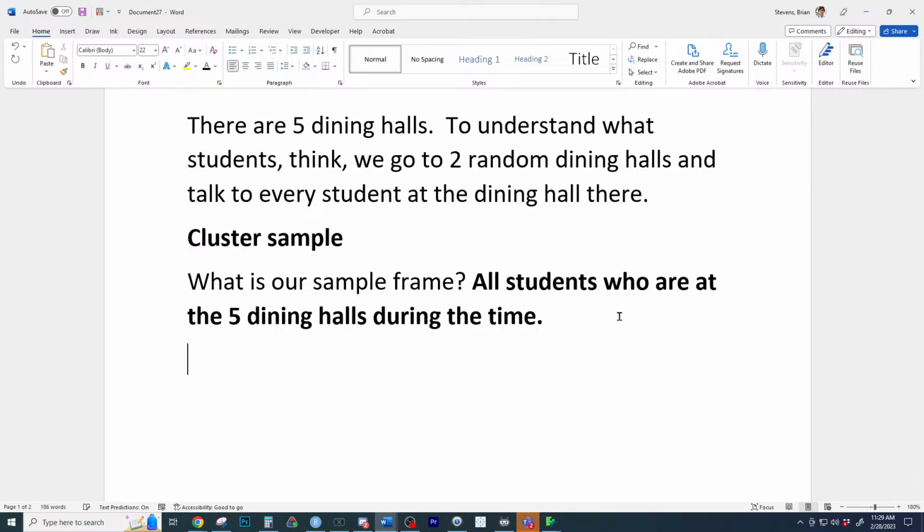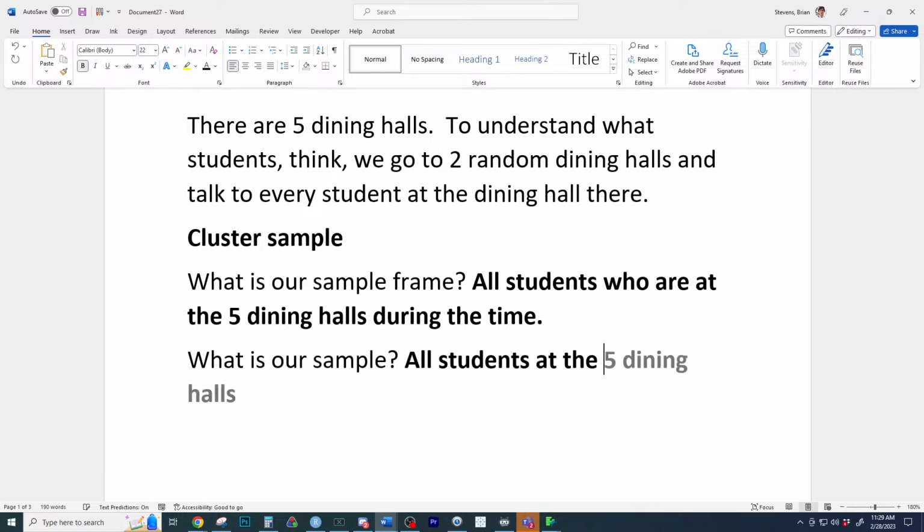Now the sample would be what, given we don't have non-response bias? The sample would be all students at the 2 randomly selected dining halls. So the key difference here is the sample frame is what is theoretically possible, because it's theoretically possible any of the 5 dining halls could have been chosen, but the sample is only going to be the ones we actually get information on. And once again, we are assuming that they actually speak to us. If there is non-response bias, then all the people who respond from the 2 randomly selected dining halls, all students who respond.